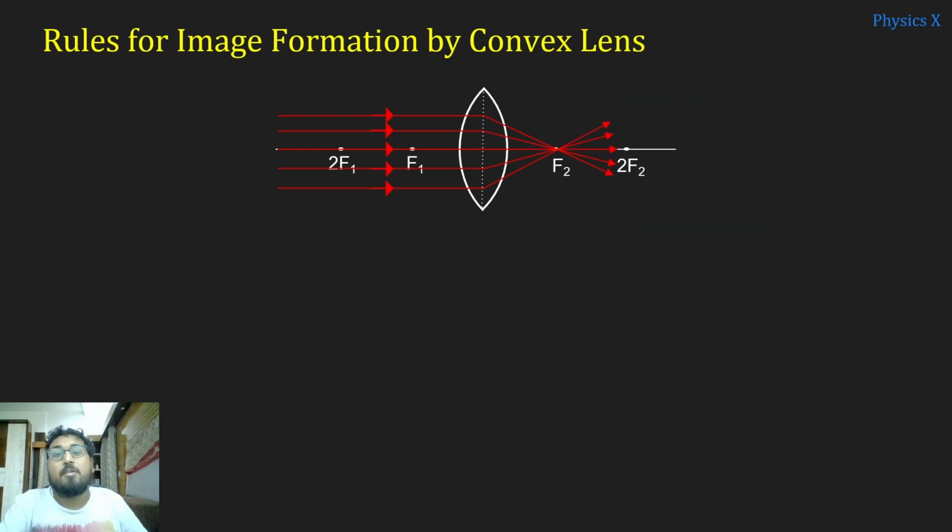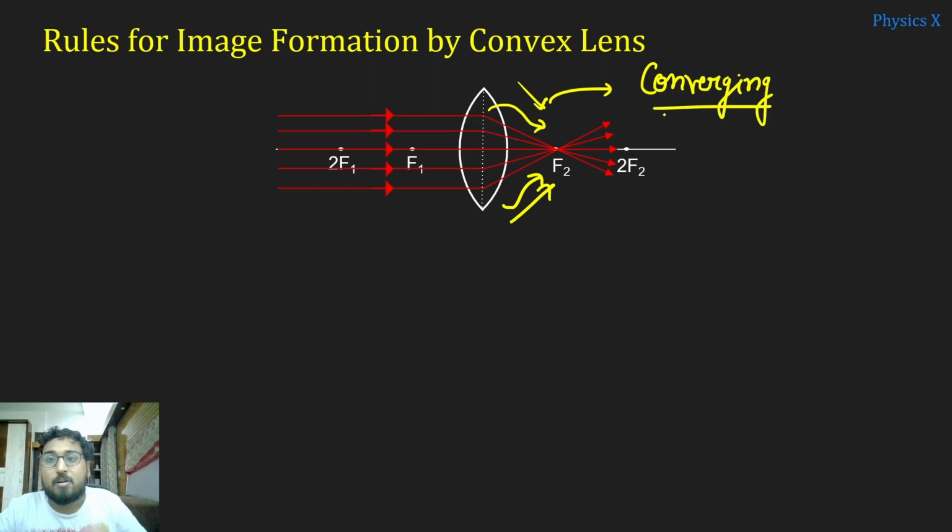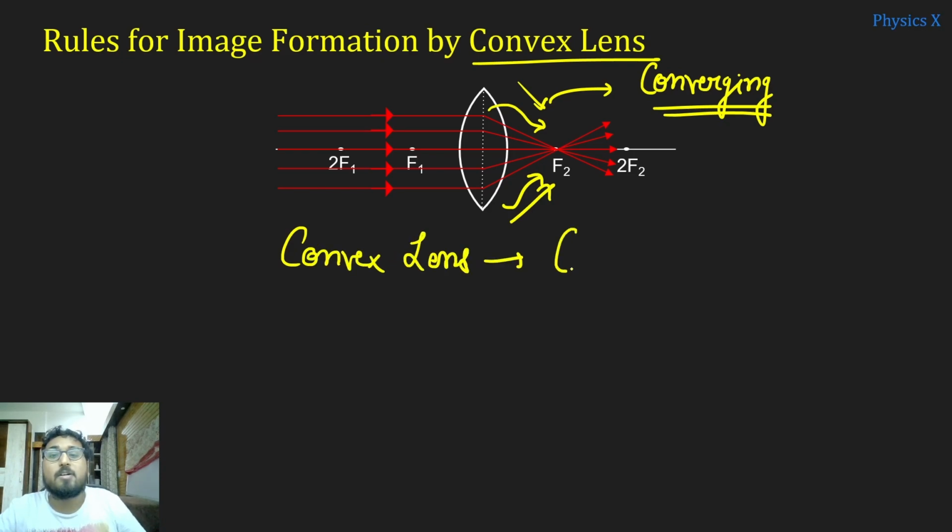Clear? Now we have one more point: in a convex lens you can see that these rays are coming parallel to the principal axis, and after that they are converging. You can see they are converging like this. This is called converging behavior. So we can also say that a convex lens is sometimes also called a converging lens. This is also a term that is sometimes used in place of convex lens.